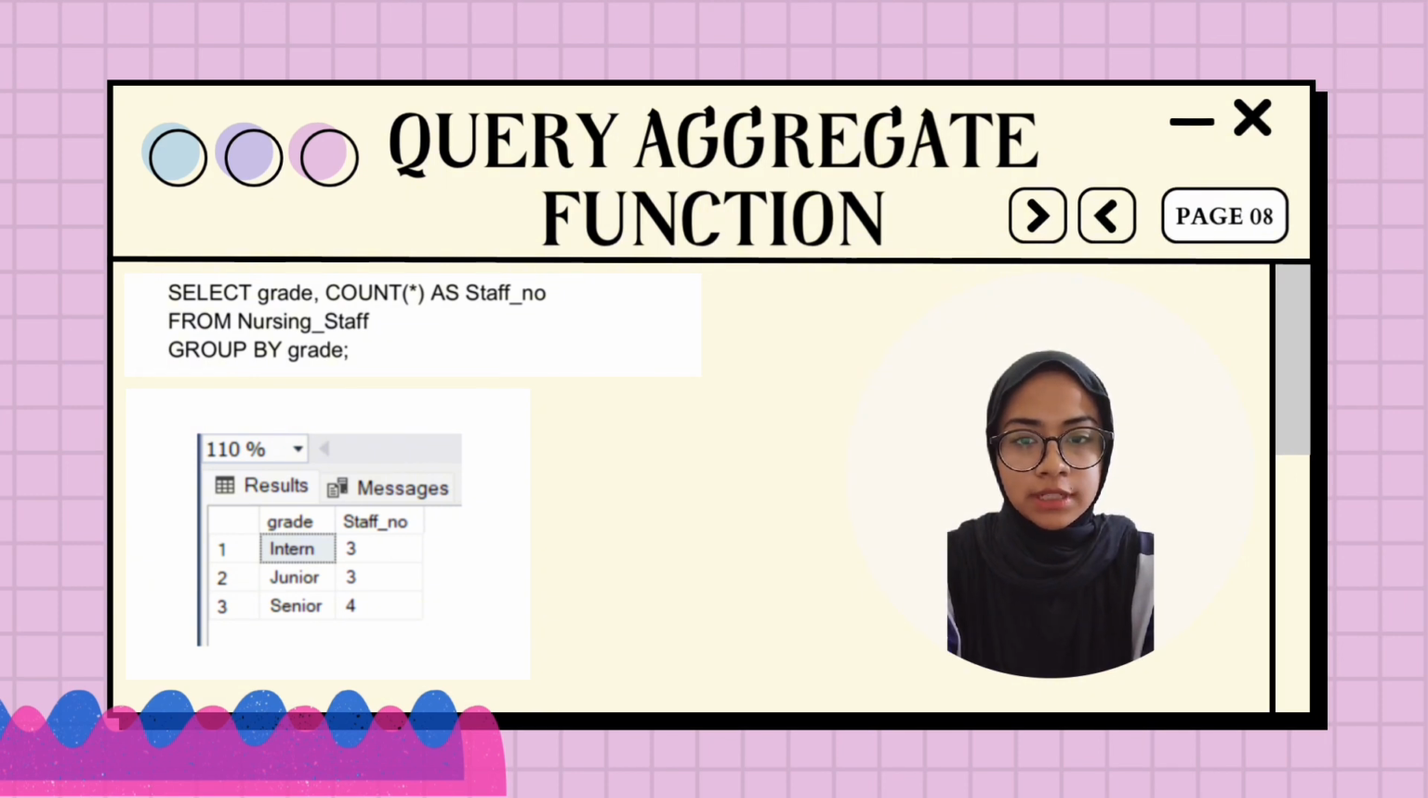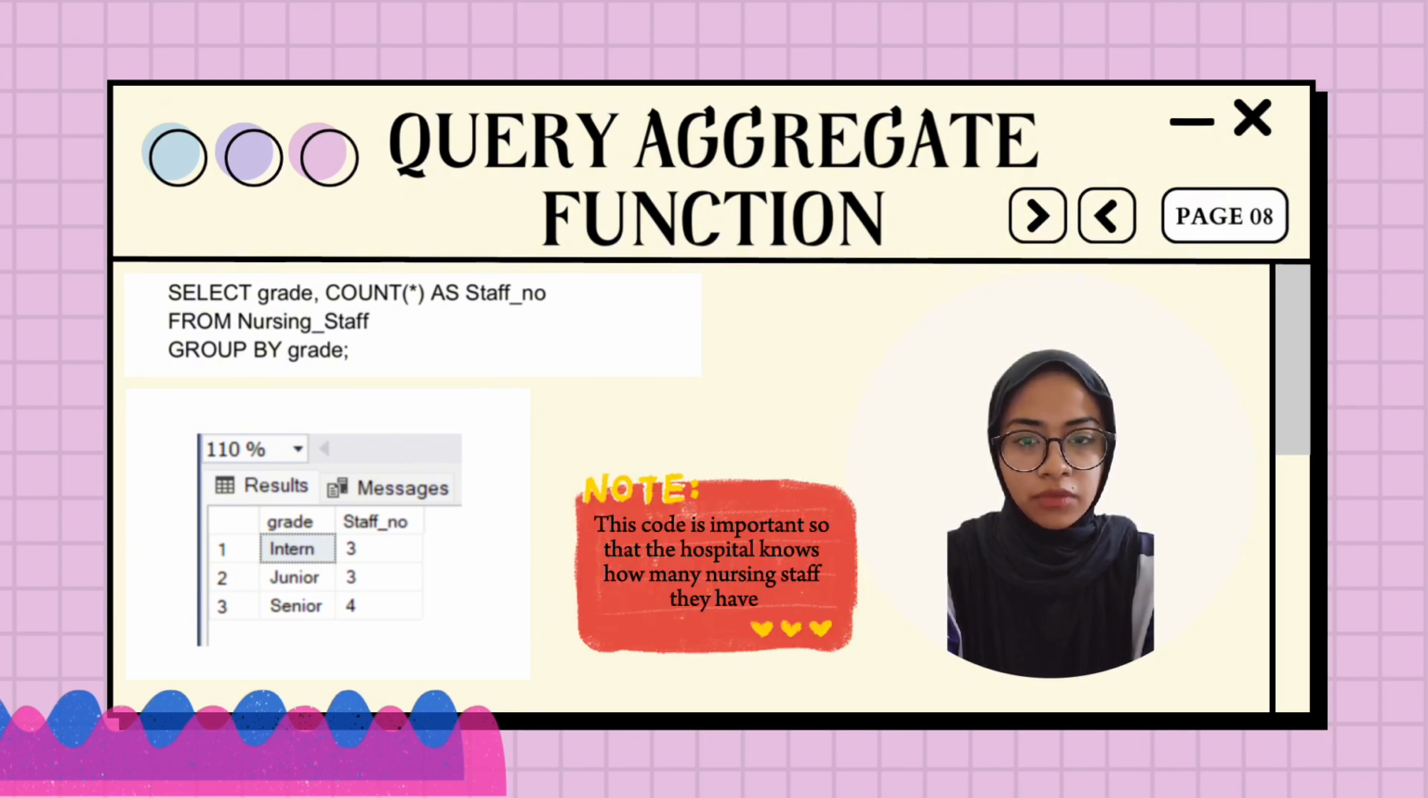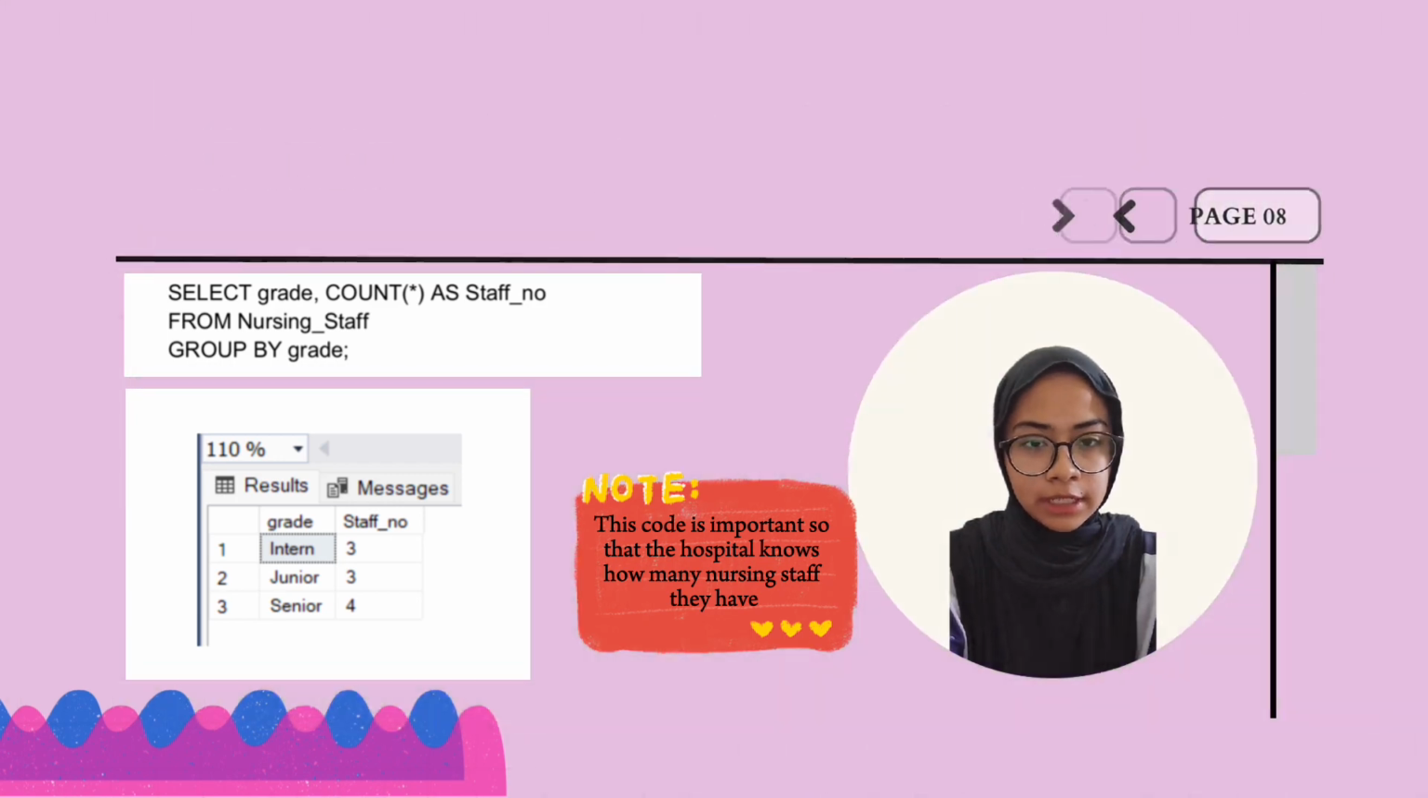Line 3 groups the selected data by grade column so that the count function is applied to each grade separately.